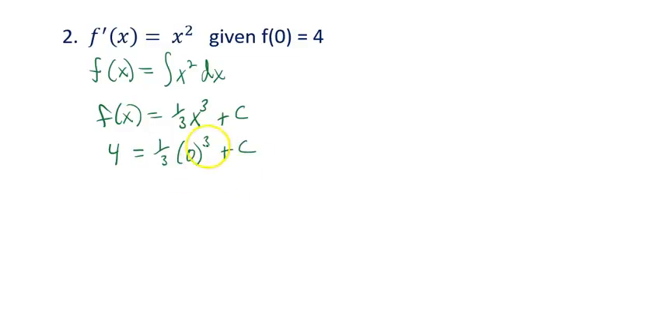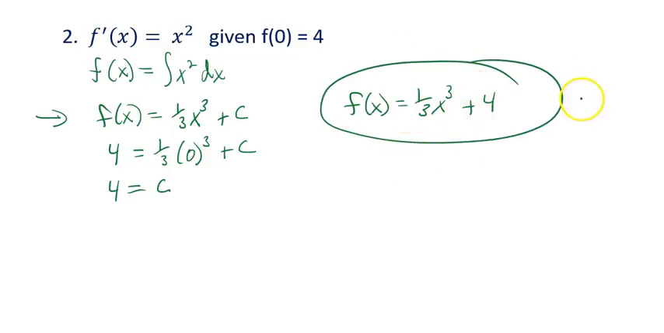And 0 times anything is 0, so c is actually 4. And so when I go back, here's the equation that I'm looking for, but I'm going to plug in for c. So my answer is going to be f of x equals 1/3 x cubed plus 4. So that's my goal there.